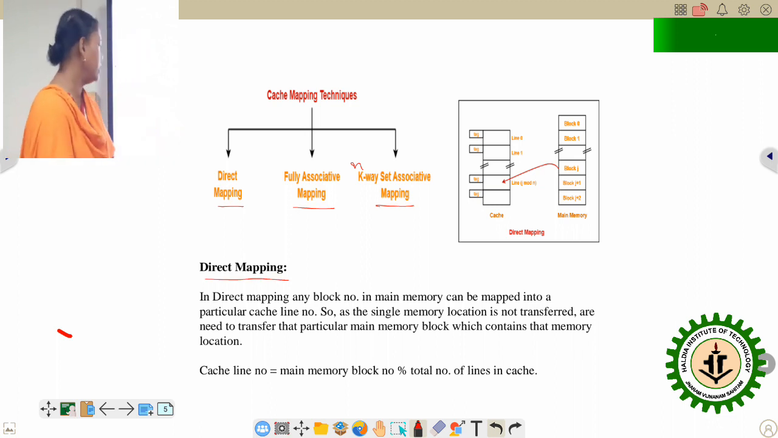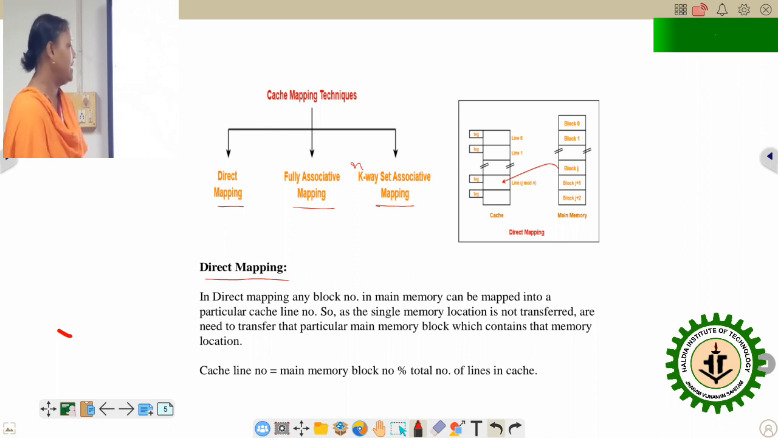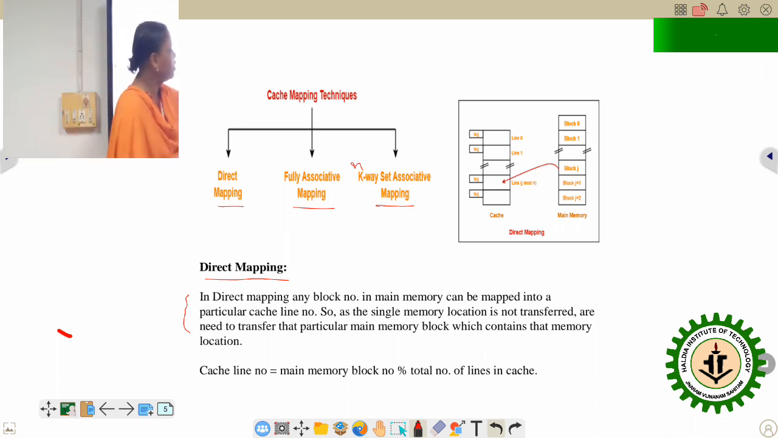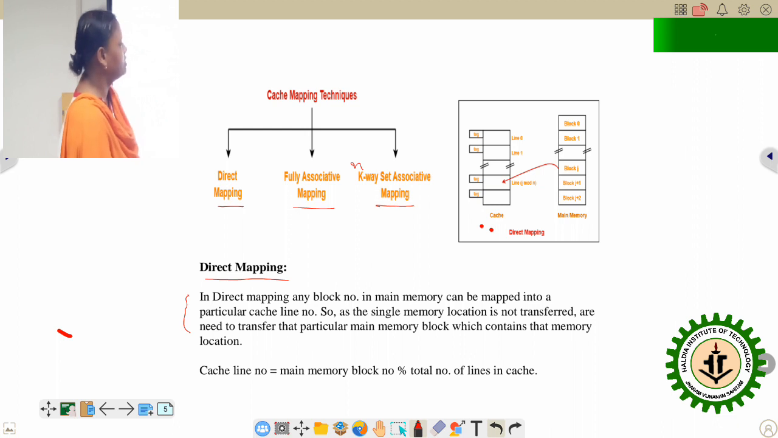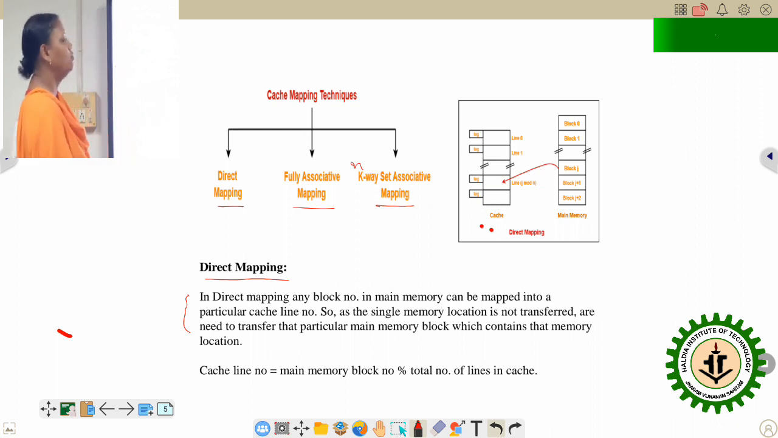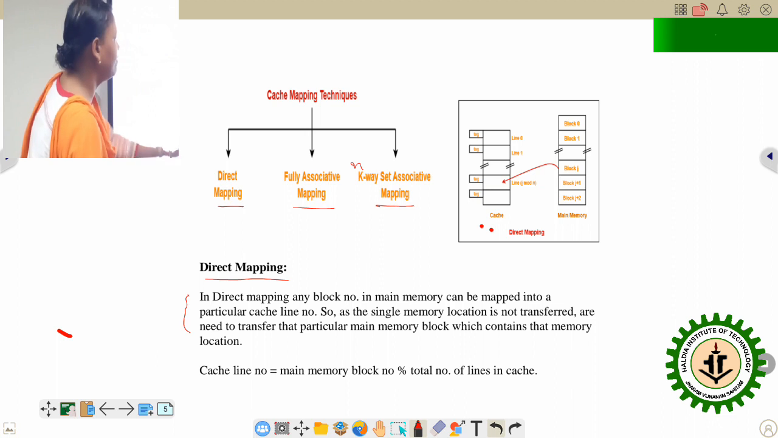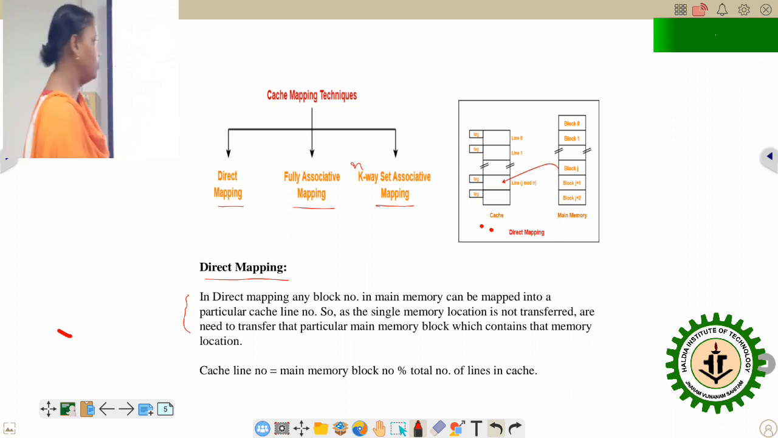As per definition of direct mapping, any block number in main memory can be mapped into a particular cache line. As a single memory location is not transferred, I need to transfer that particular main memory block which contains that memory location. Now, what does it mean? Consider the diagram. Main memory consists of blocks, that is block 0, 1, 2 in this way, and cache memory has some lines. The size of block and lines are both the same.